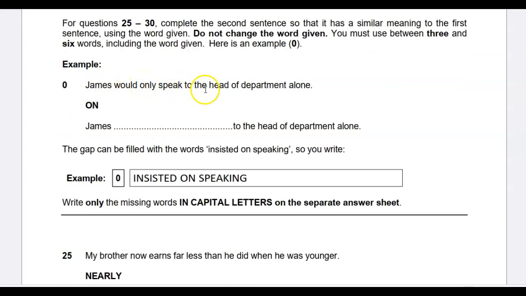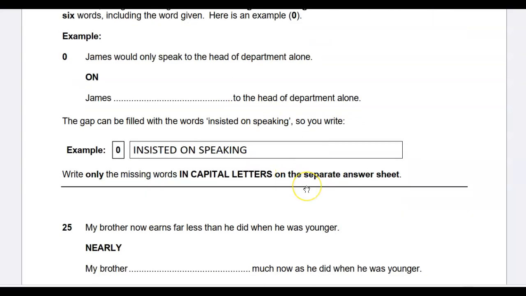James would only speak to the head of department alone. Here we have the word on. James to the head of department alone. So here the gap can be filled with the word instead of speaking. So you write: James insisted on speaking to the head of department alone, and then so on.